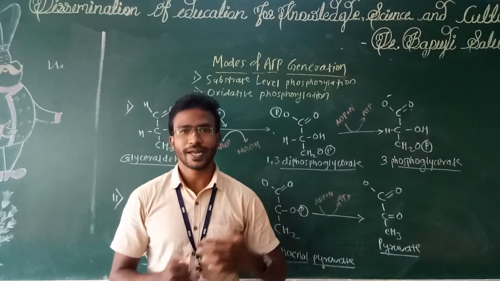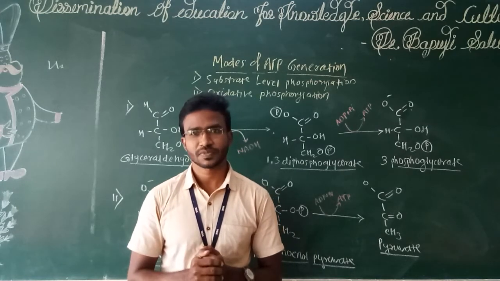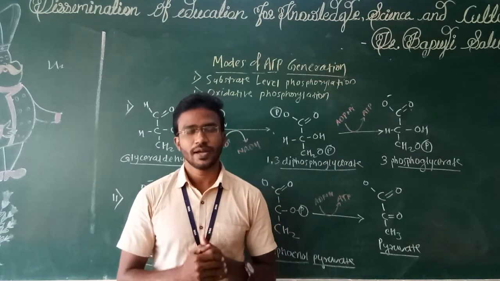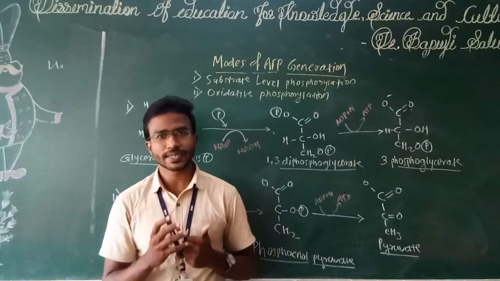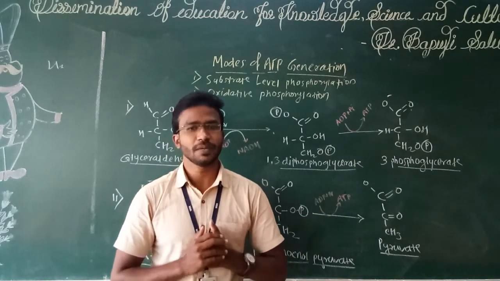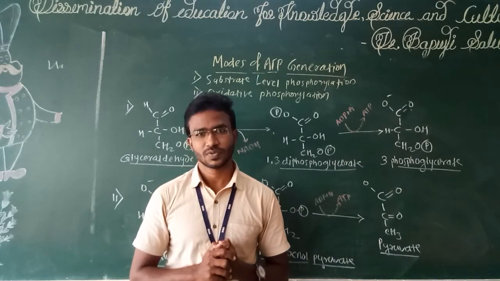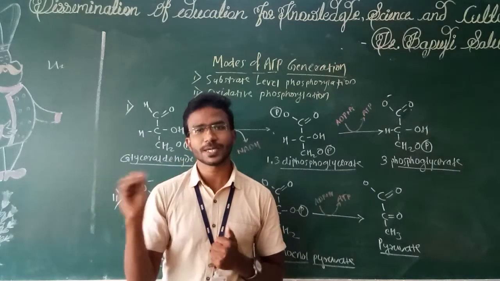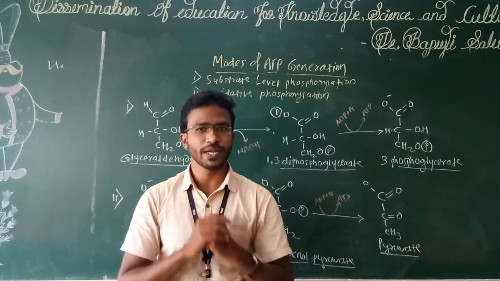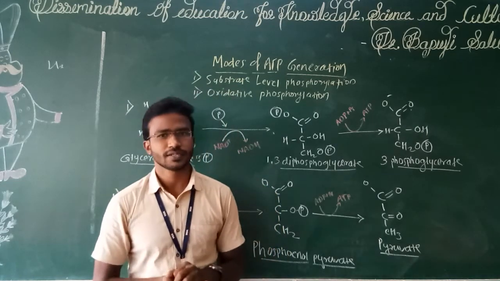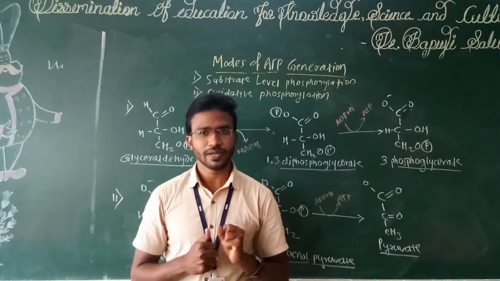We all know that during catabolic pathways like the EMP pathway, TCA cycle, and HMP pathway, glucose is metabolized, which means glucose is catabolized, broken down, and the energy released is stored in the form of ATP. But how exactly is the energy stored, how exactly are the ATPs synthesized? That is the point known as modes of ATP generation. Whenever a glucose or any substrate is broken down, it releases energy, and that energy is stored in the form of ATP, because ATP is the energy currency of the cell.